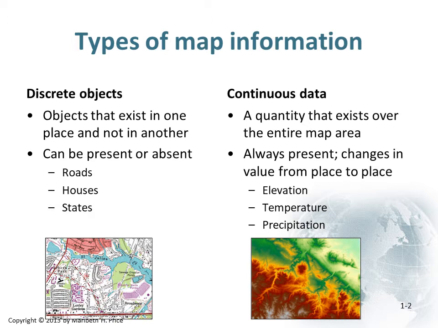Simple. If you're swimming in the ocean and you're swimming toward the shore, the moment you run aground onto the dry land, you're no longer in the ocean, hence discrete object. If you're measuring the elevation of the water and you crawl up onto the beach and you're still measuring the elevation of the land, and you climb up on a tree and you're measuring the elevation of that, then you're measuring elevation, and that is truly a continuous data, a continuous surface. Continuous data, it has a quality that exists over an entire map area. It's always present, and it changes from place to place.